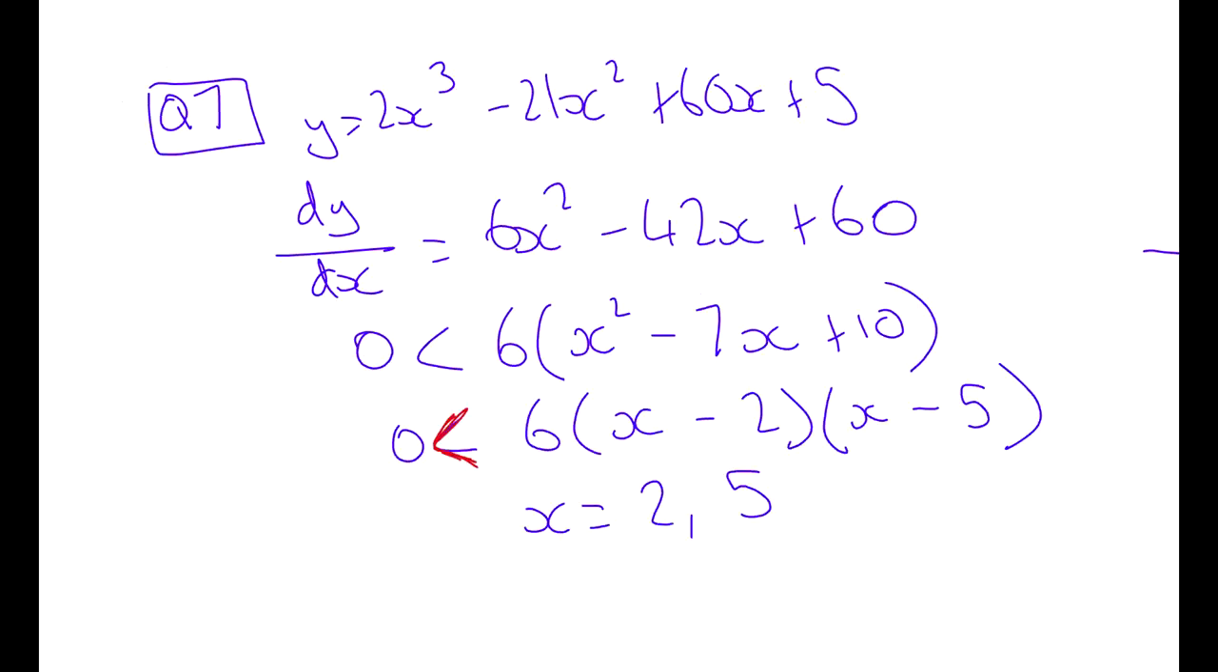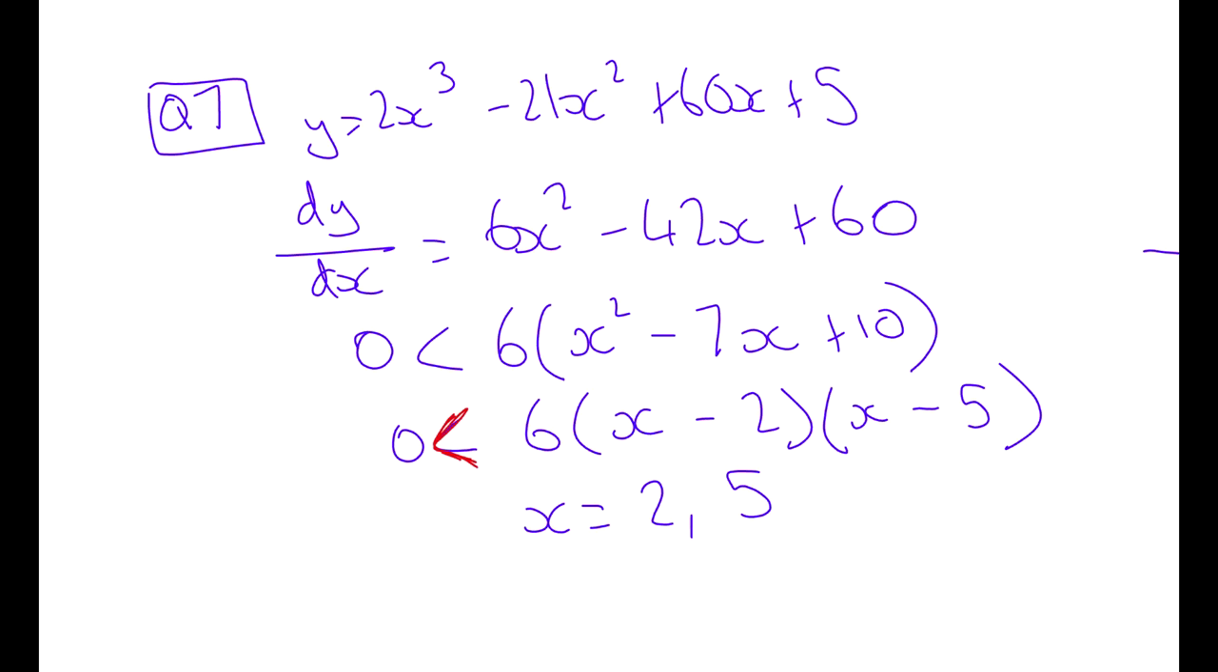Okay, what I'm going to do is go over to Desmos. All right, it was this one. Can you see these two values? That is 2 and that is 5. So when x is less than 2, see how the gradient is positive? And when x is greater than 5, the gradient is positive. When x is between 2 and 5, the gradient is negative. It's going back down, right?